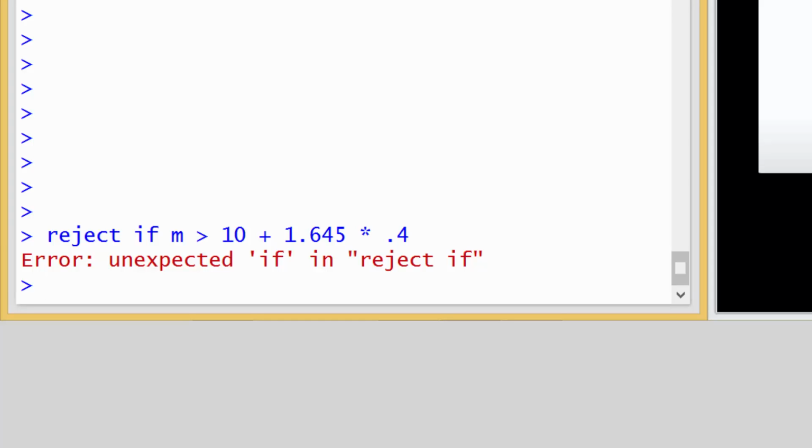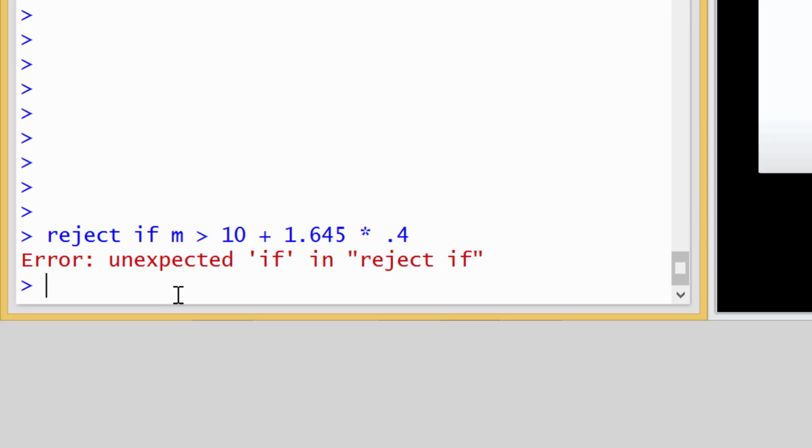Now, under the alternative, m is normally distributed not with a mean of 10, but with a mean of 11 and a standard deviation of 0.4. So the question is, what's the probability that this happens where we're calculating that probability under the alternative? Well, let's do that. So that would be pnorm, right?